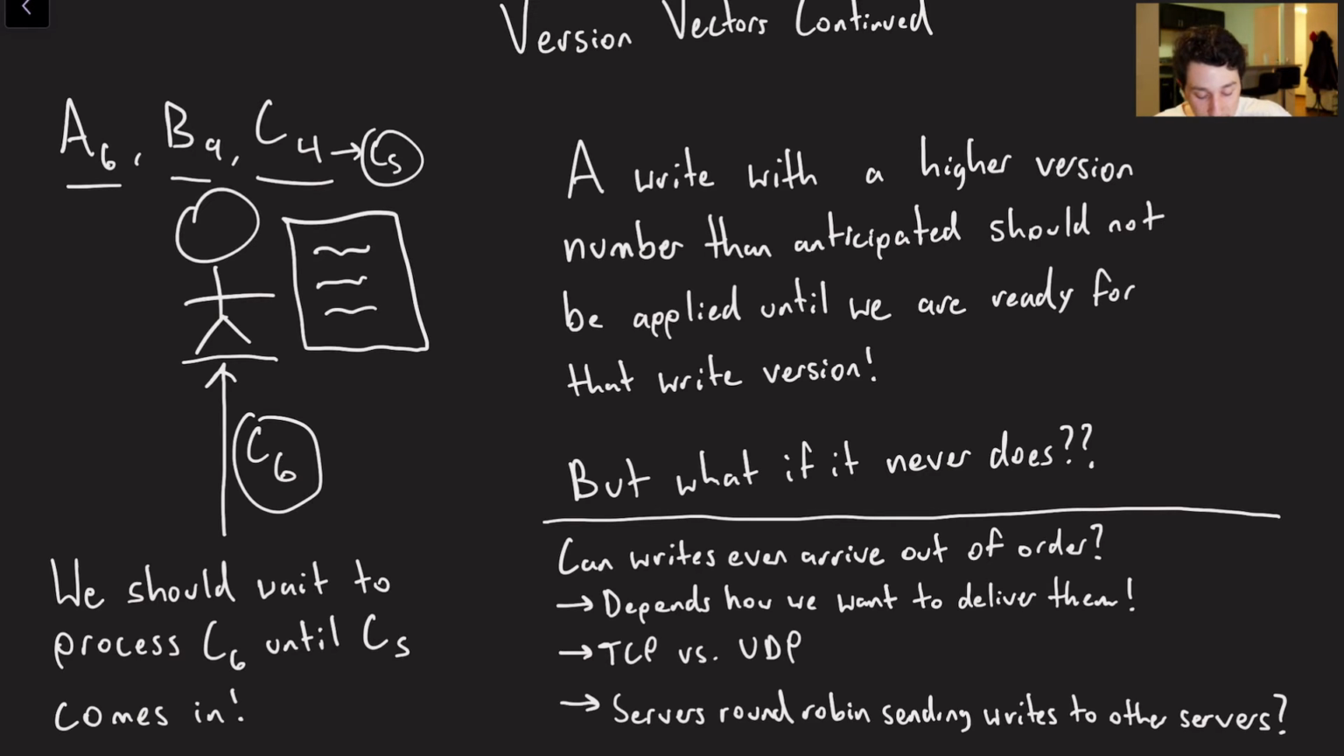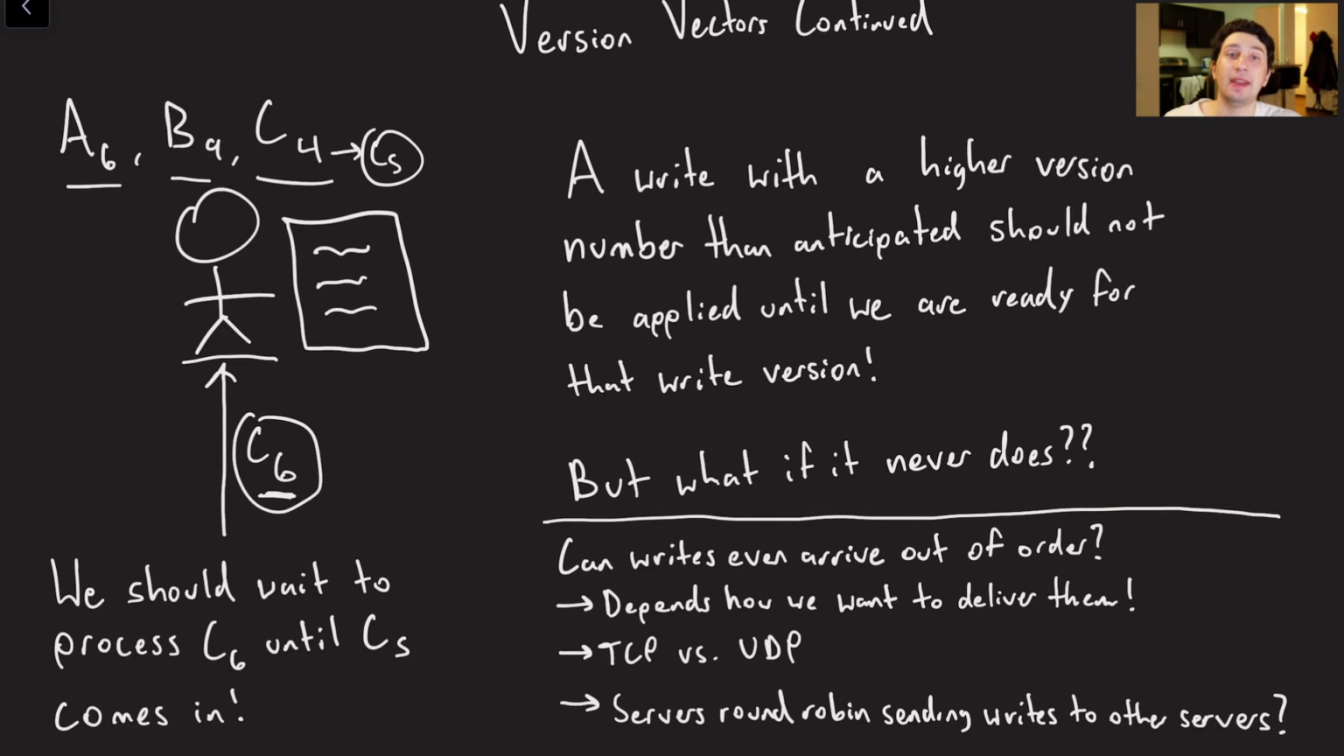Well, the issue now is, wait a second, I can't process C6. I haven't seen C5, and I need it. So what can we actually do in order to get it? Well, that's the question. But again, the idea is, it is possible, depending on my network topology of document writing servers, that I could receive a write like C6 before I receive a write like C5.